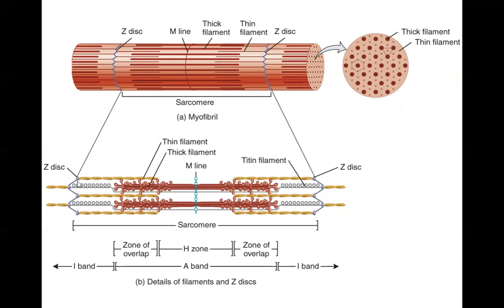The Z discs are a component of, or found within, a segment of a sarcomere called an I band. An I band is found on both sides of a sarcomere. In fact, an I band actually spans across two sarcomeres because there'd be another sarcomere going in this direction and another one in this direction. So a Z disc can be described as the middle part of an I band.